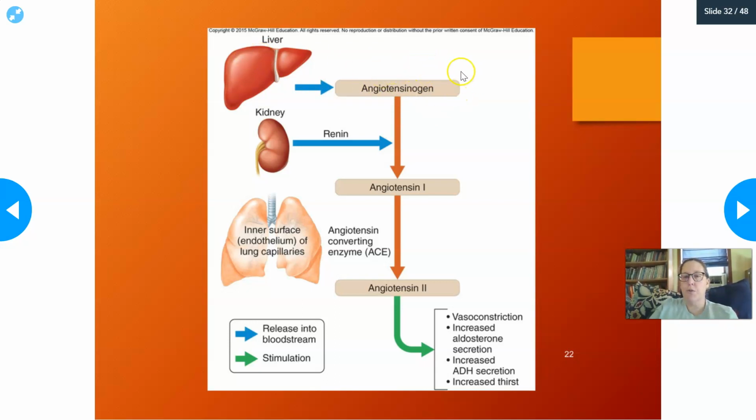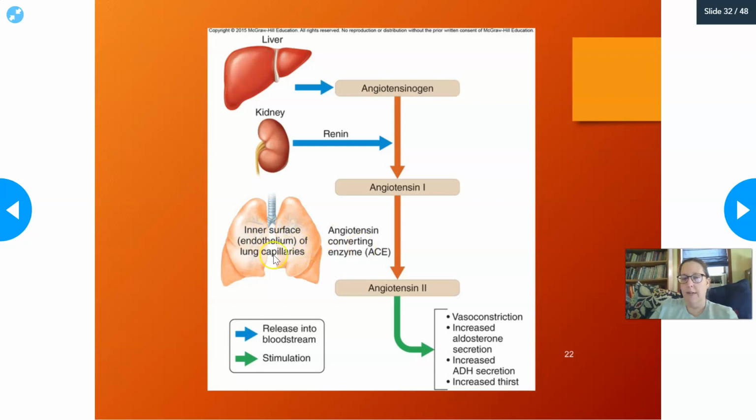It's a precursor protein. It's inactive as it is, and your liver makes sure that you have a supply of angiotensinogen in your blood just in case it needs to be activated. So renin activates angiotensinogen and cleaves it and makes it become angiotensin 1. Then angiotensin 1, through the action of angiotensin converting enzyme, or ACE, and the lung is one area where it does that.